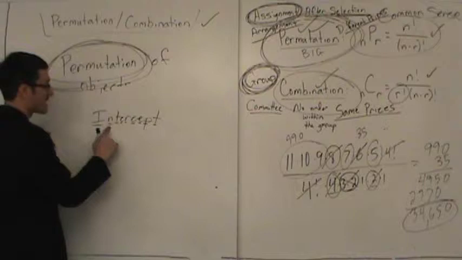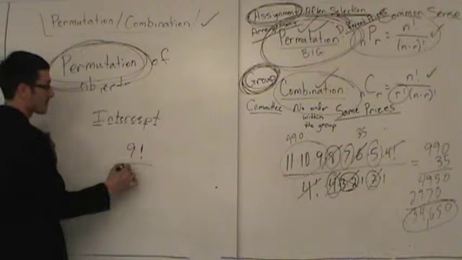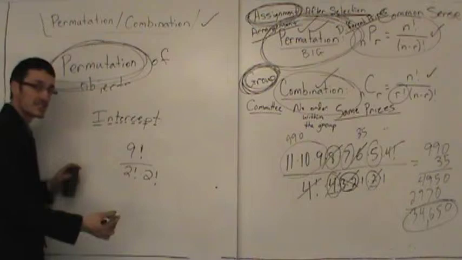9 times 8 times 7 times 6, so 9 factorial. And do we have any that match? Yes, we have 2 matching E's. So we're going to divide by 2 factorial for the matching E's. And we have 2 matching T's. So we're going to divide by 2 factorial for the matching T's. We end up with 9 times 8 times 7 times 6 times 5.